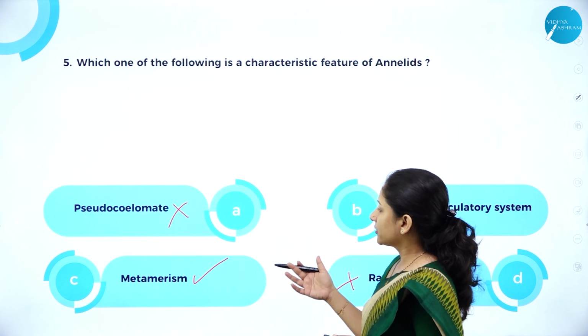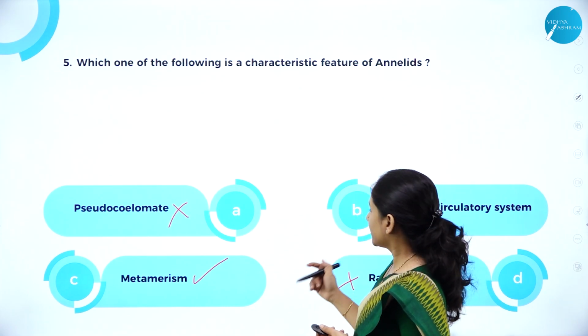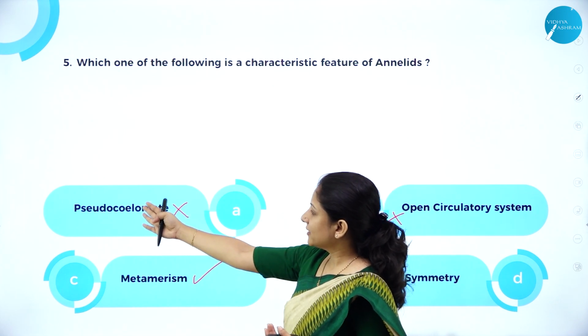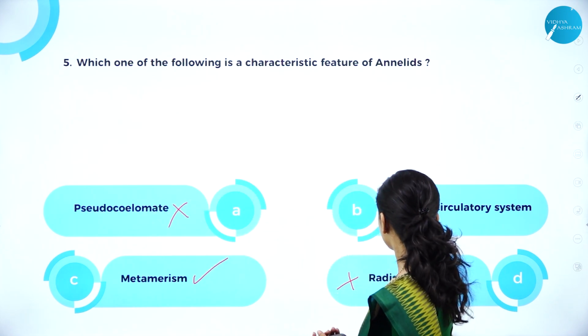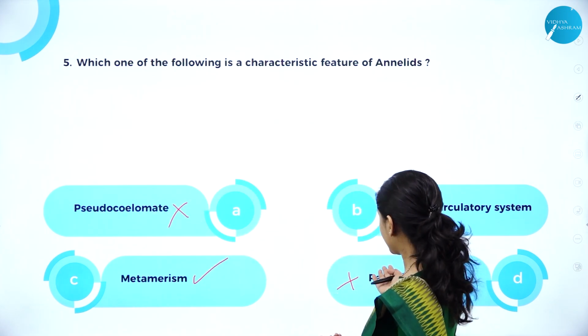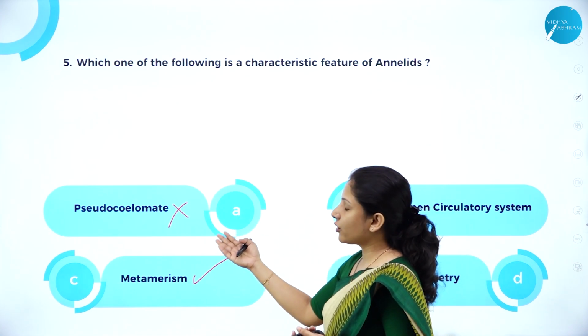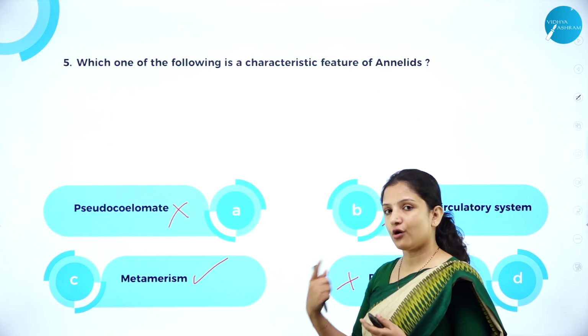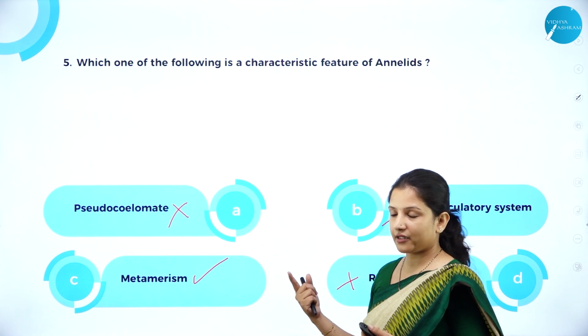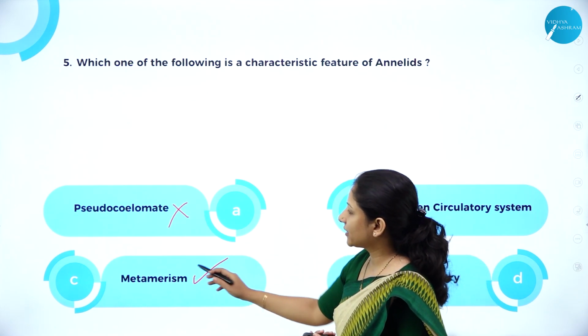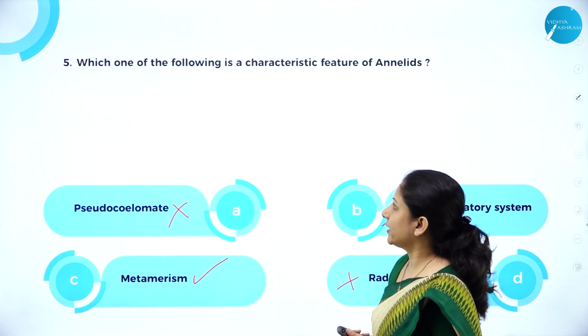Or they can give other options, where one option is made coelomate, another closed circulatory system, another bilateral symmetry, and they can give the option as all of the above. Then you have to choose all of the above because all are the characteristics of annelids. But in this case, it is only metamerism that is the characteristic of annelids.